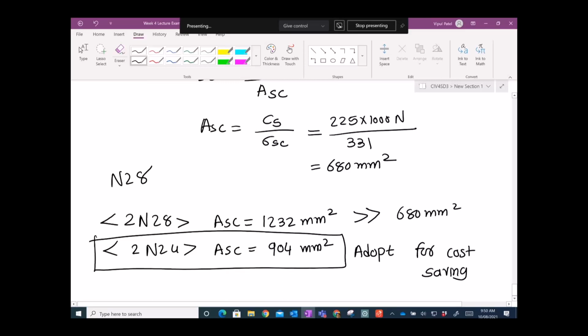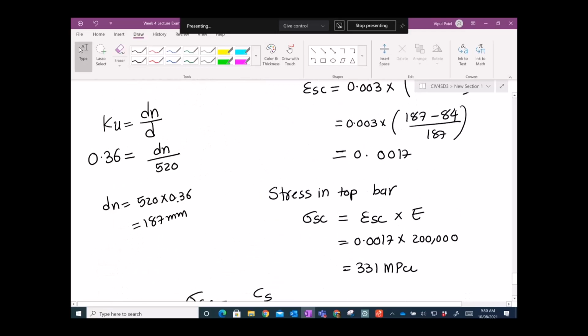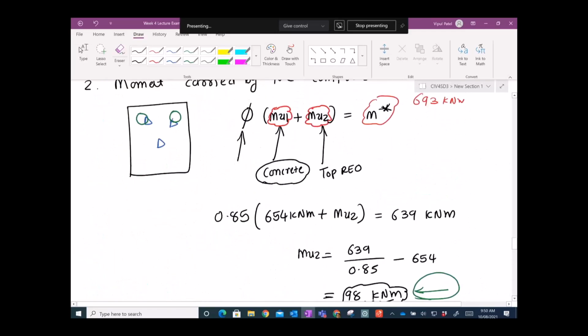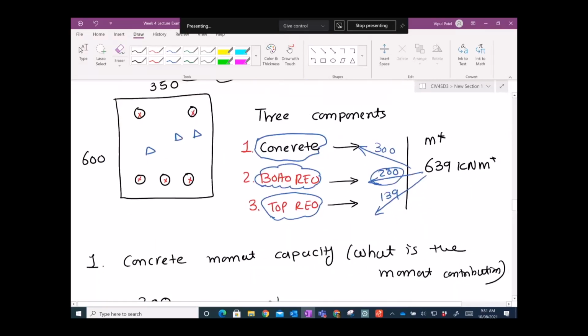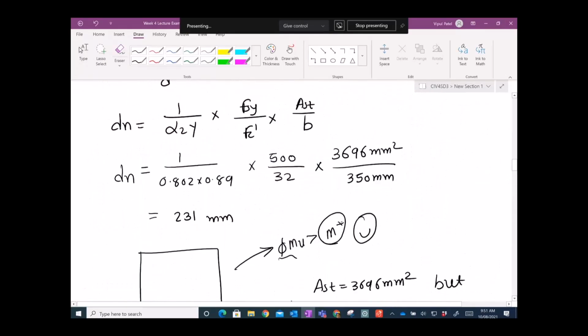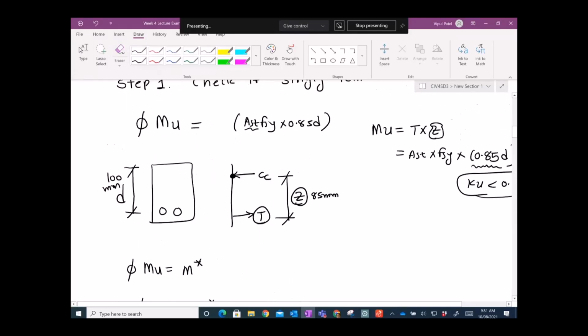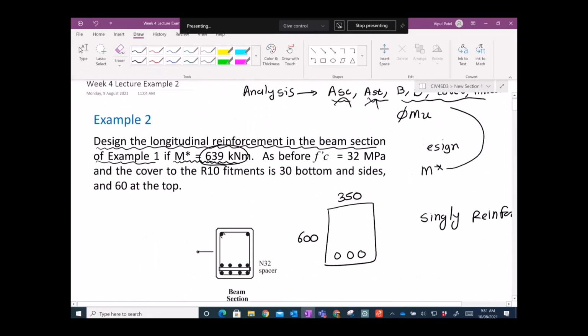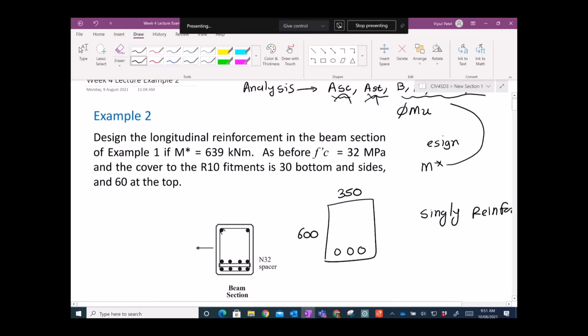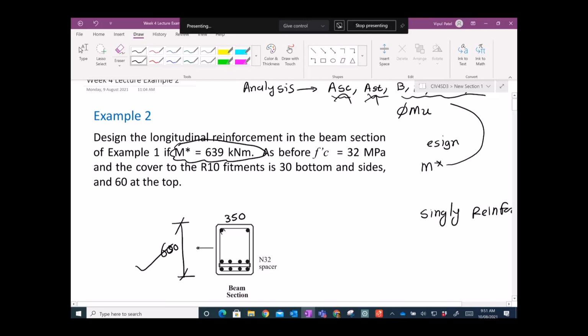So I hope you understand the story so far, what we are trying to do. I can summarize in 2 minutes what we have done. We were given these problems, where you have a moment of 639 that you need to satisfy, with this 350 and this 600. You can't increase this 600, you need to keep it as it is, because the architects don't want to increase that.